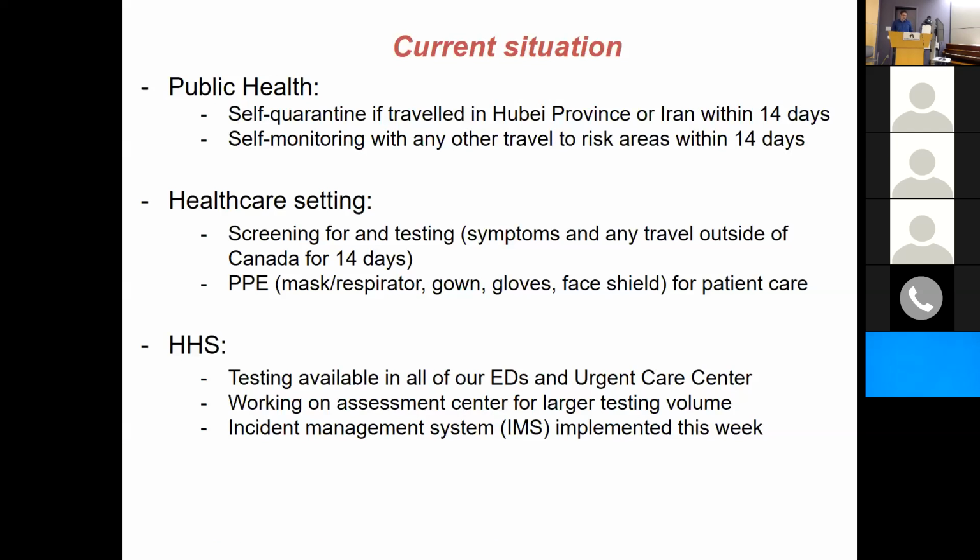What's the current situation? So from a public health perspective, it's self-isolation if traveled to the Hubei province or Iran within the last 14 days. Now the process apparently to add Italy, or at least northern Italy, to this like highest risk group. If you have any other travel to a risk area, it's self-monitoring. So measuring your temperature twice a day, and once you develop any respiratory symptoms, stay at home and contact public health. In the healthcare setting, as I mentioned, we screen for and test very broadly in the meantime.